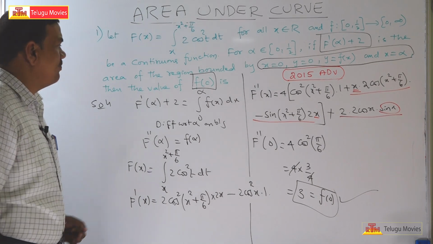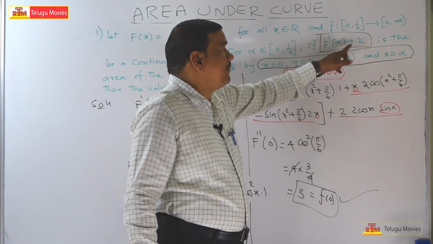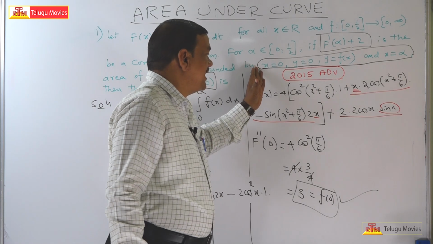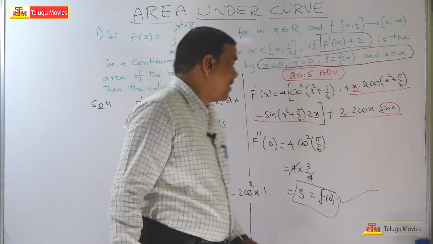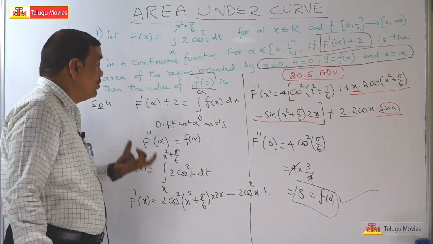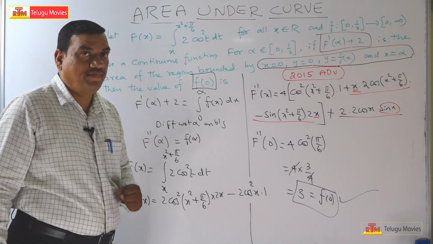The first thing we do is, capital F of alpha plus 2 is nothing but the area of the region bounded by x is equal to 0, y is equal to 0, y is equal to f of x and x is equal to alpha. That is nothing but the integral from 0 to alpha of f of x dx. That means we are able to get a relation between capital F and small f.